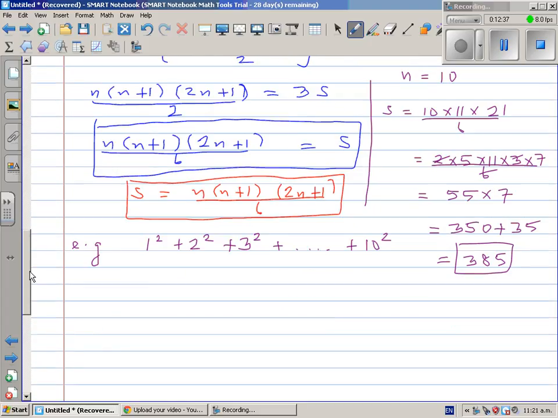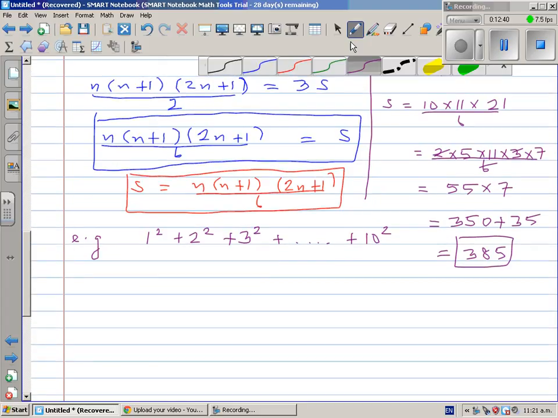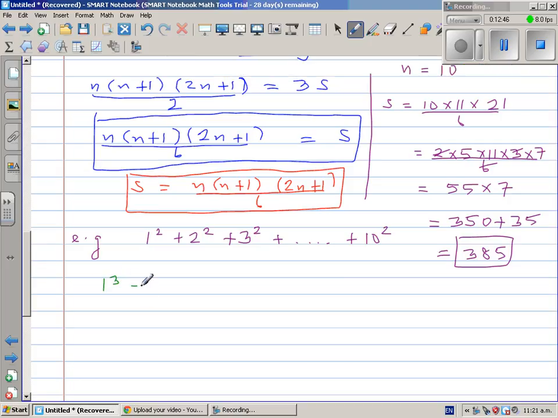Now, I want to give you a challenge. What if you want to add from 1 cubed to n cubed? 1 cubed plus 2 cubed plus 3 cubed, up to n cubed. The s would be, and this is something I want you to prove to yourself, n times n plus 1 divided by 2, the whole squared. If you want to add from 1 cubed to n cubed, the formula would be n times n plus 1 divided by 2, the whole squared.